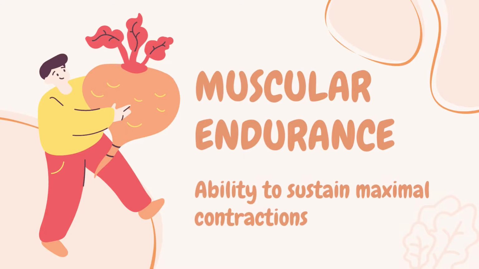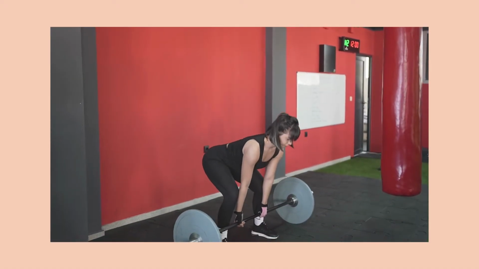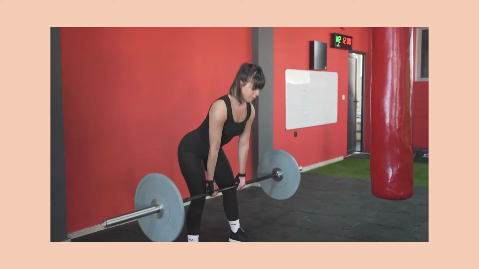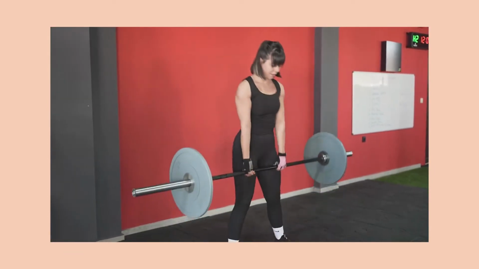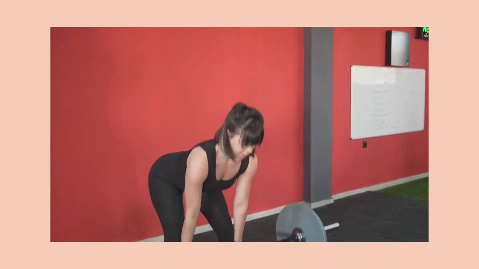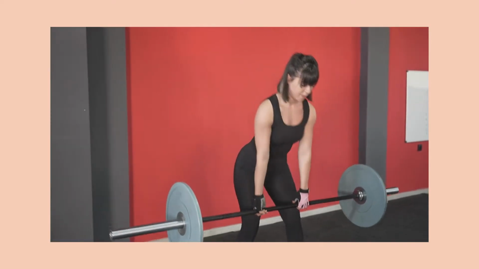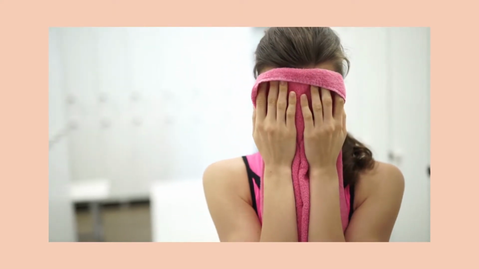Our next component is muscular endurance. This is how much our muscles can take of a certain action or force before they become tired. For example, this woman is doing a deadlift, and when her muscles become fatigued, she will have to stop, and that will be an example of her muscular endurance.